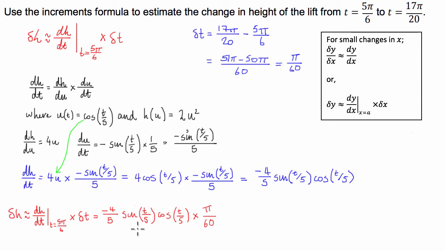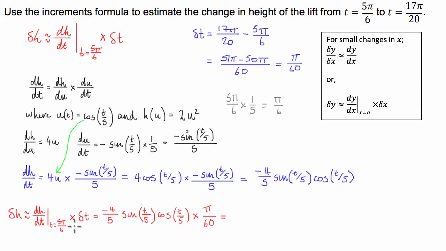Now what we're going to do is evaluate sine of t over 5 and cosine of t over 5 at time equals 5 pi on 6. For both of these, if we do a little bit of working out on the side, 5 pi on 6 multiplied by a fifth is simply pi on 6.